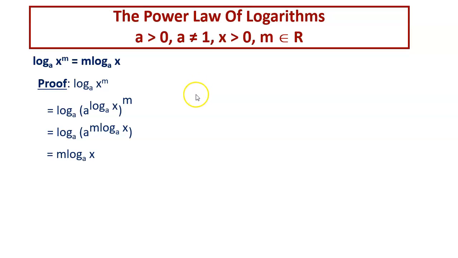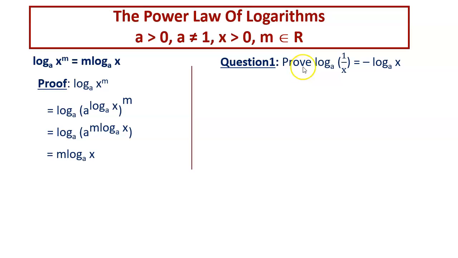Now let us go to the questions part. The first question says, prove log of 1 over x to the base e is equal to negative log of x to the base e.